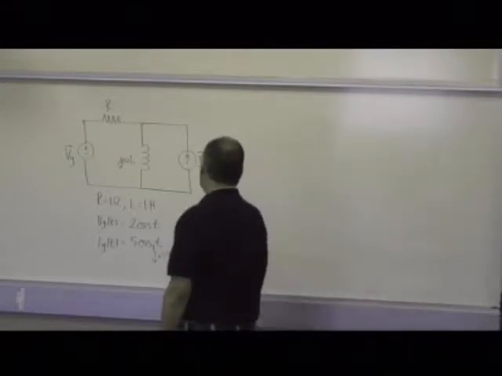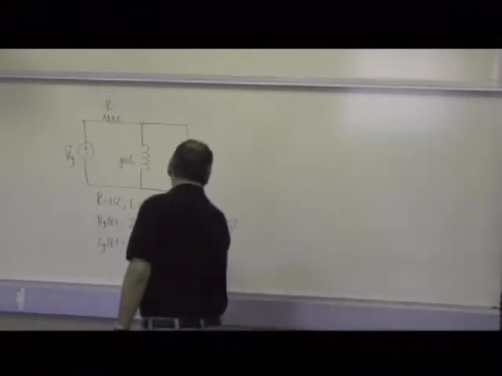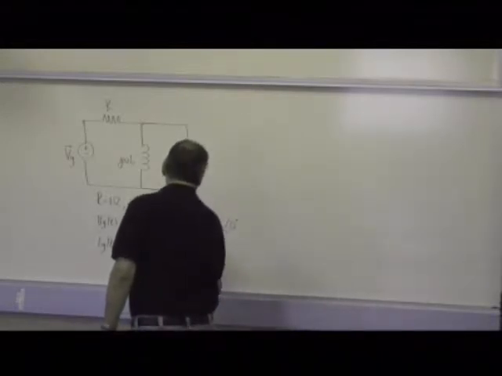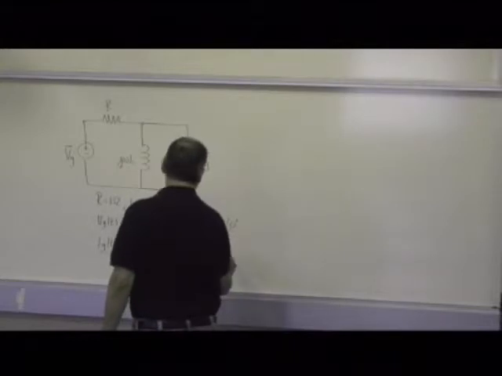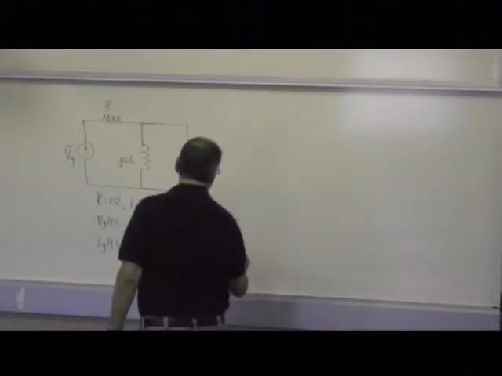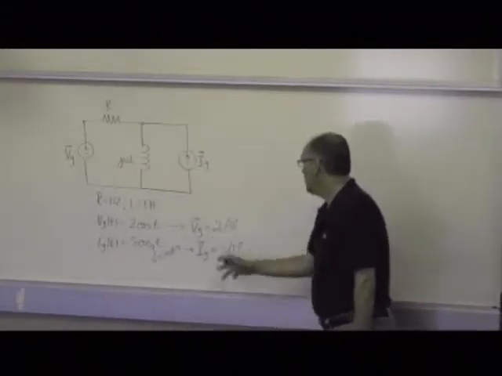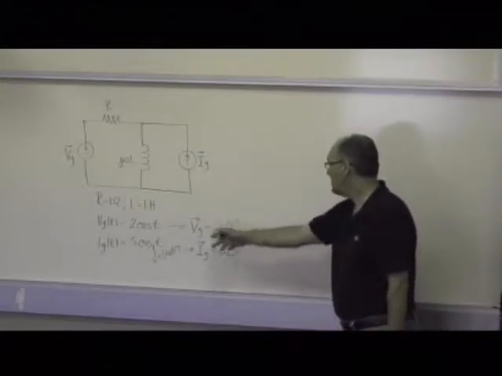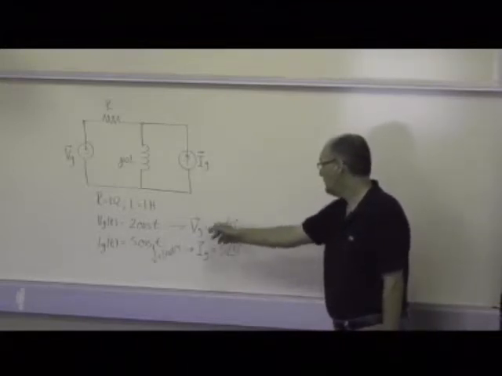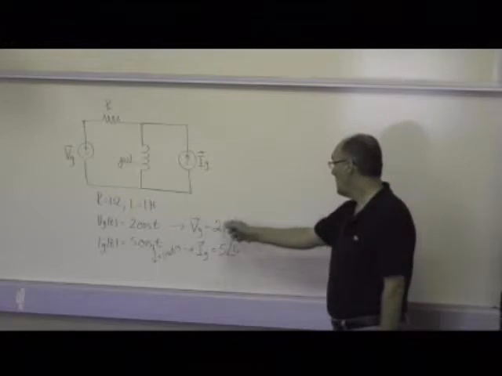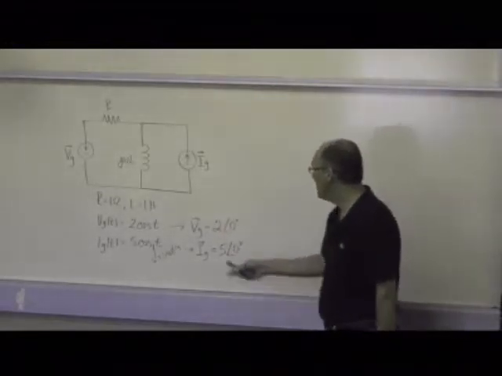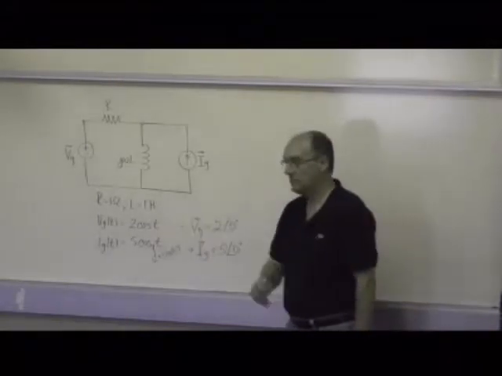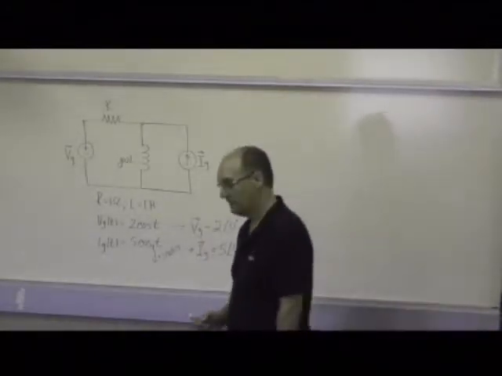Now, for IG, we do the same thing. The magnitude is 5, the angle is 0. So, in effect, the phasors that correspond to the voltage and current source are real numbers because their angle happens to be 0, which will always be the case if you have no phase angle in the sources.